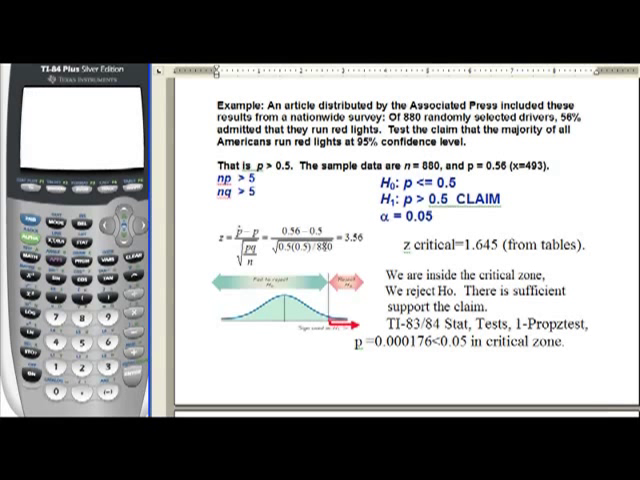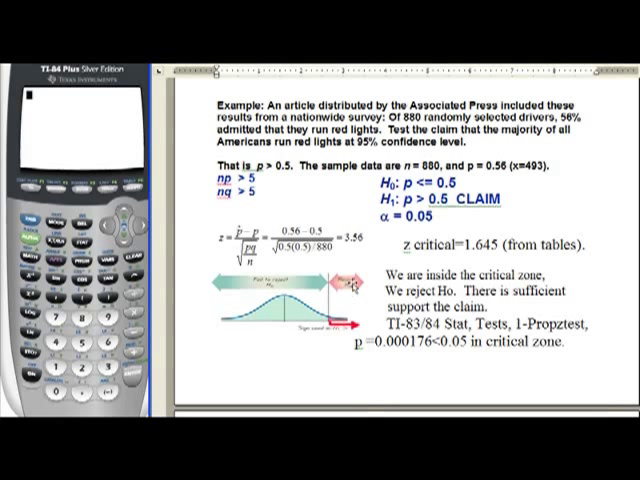And now we can calculate P, Q, and N. And N is given, 880. We get 3.56. We compare 3.56 to Z critical. And it's a right tail test. The Z critical is 1.645. Now where's the 3.56? It's around here. And 1.645 is around here.